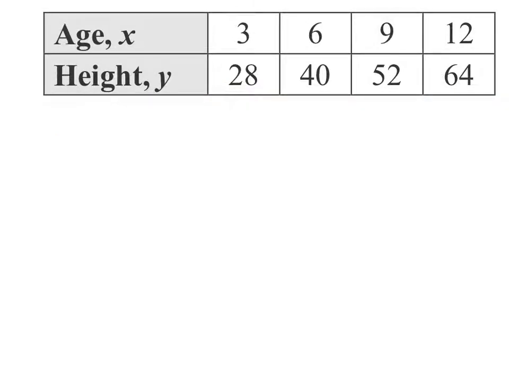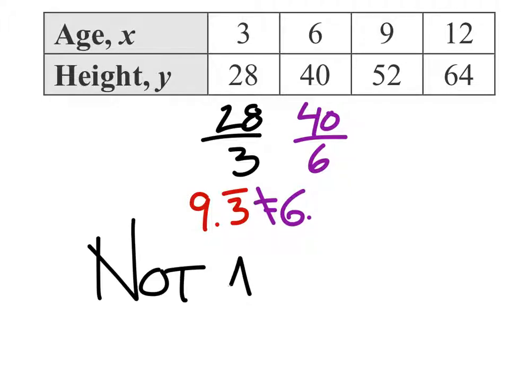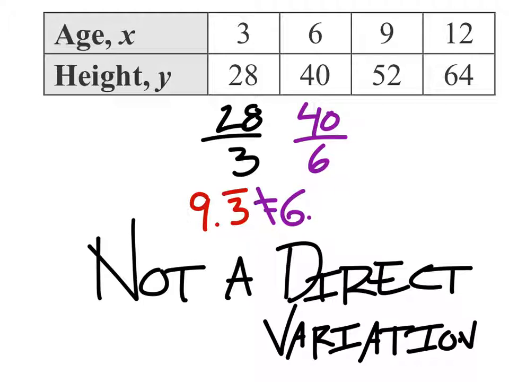All right, what about this one? Does this one give us a proportional or direct variation? So I'm going to take my y value, which in this case is 28, and divide it by 3. Well, 28 divided by 3 would be 9.3 repeating. Well, what about this next one? This one is 40 divided by 6, which should be about 6 point some garbage. But these are not equal anyway, so as it turns out, we would just say that this one is not a direct variation. Bam.